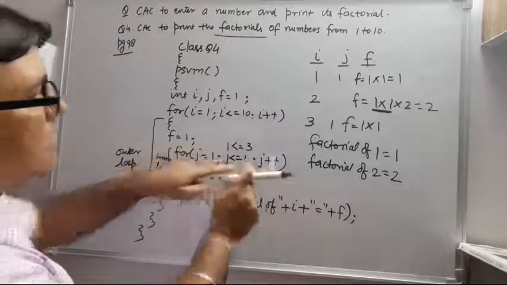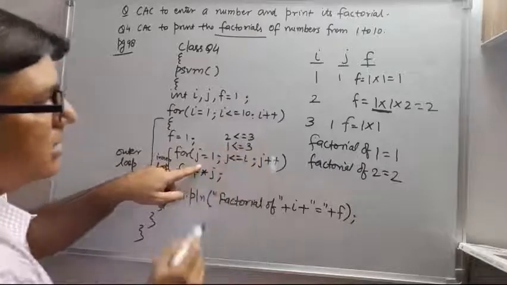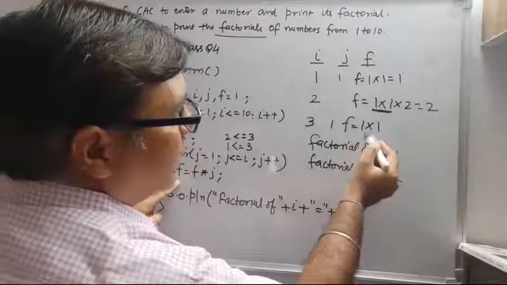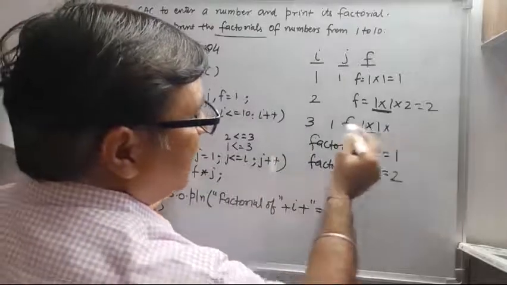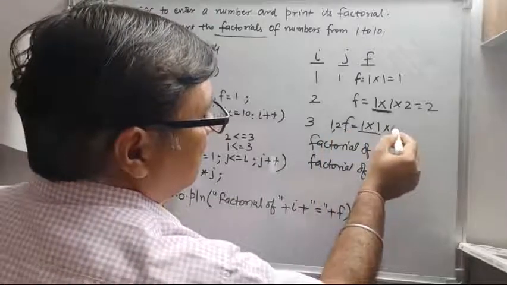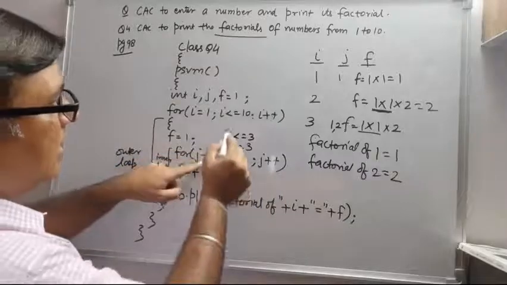j will become plus plus, that is this will become 2. 2 is less than equal to 3. This condition is again true. So this will move. f is equal to f into j. What is j? That is 2 now. This will move again. j will become plus plus, that is j will become 3.